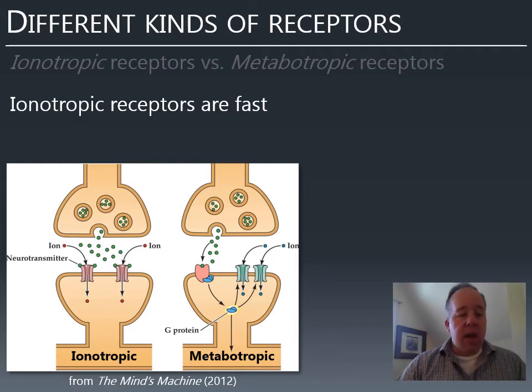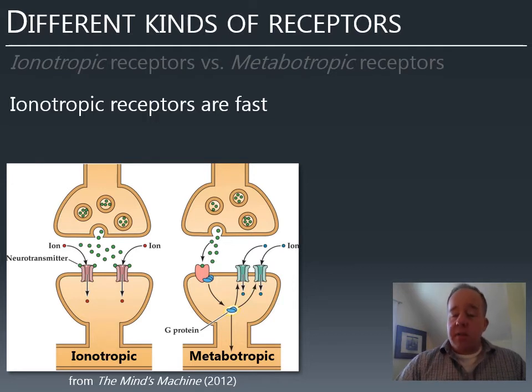So what they do is they have ion channels built into them. But instead of opening up when the voltage changes, like we saw for voltage-gated calcium channels, voltage-gated sodium channels, these open up when that neurotransmitter binds. And so it's all part of the same molecule. The signal doesn't have to be sent somewhere else. It's very fast. And so these receptors open up and let ions flow through.